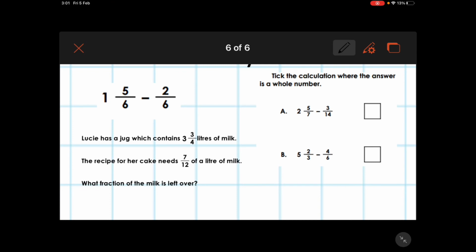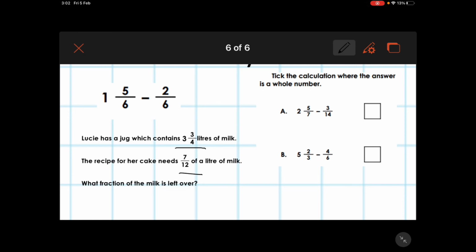Lucy has a jug which contains 3 wholes and 3/4 of milk. The recipe for her cake needs 7/12 of a litre of milk. What fraction of milk is left? So she's got a jug, and when the jug is full, it contains that much milk. For the cake recipe, this much milk is needed. How much milk is left over when she has used what she needs for the cake recipe?